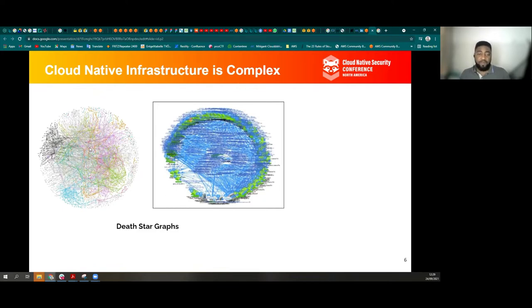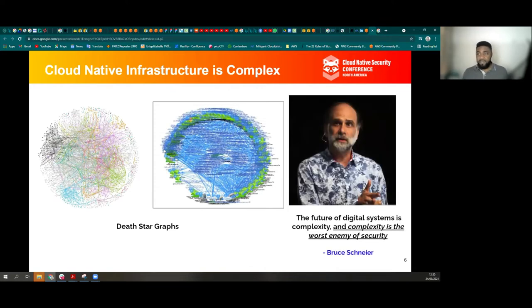And just imagine how security professionals are able to identify when there are attacks in such an infrastructure, how they're able to analyze attacks, how they're able to defend against attackers. Now, this is not far-fetched, right? Bruce Schneier, one of the very popular figures in cybersecurity, said almost a decade ago that the future of digital systems is complexity, and complexity is the worst enemy of security. And exactly, this is what we are seeing today. These are the kind of problems that we are seeing within the domain of security.